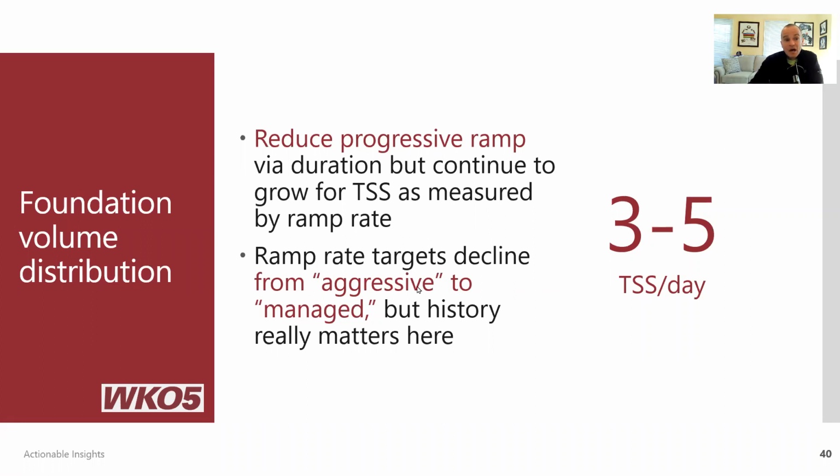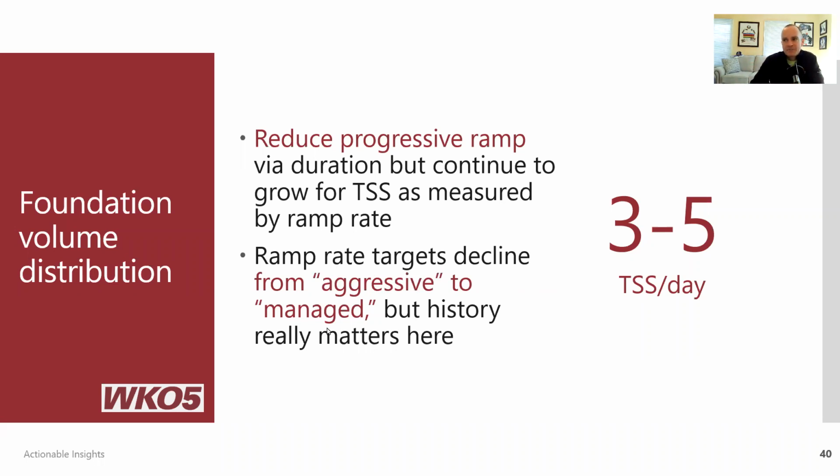Now, that's kind of the terminology I used. I slow down the incline of the ramp rate from aggressive to managed. But if I see an athlete who can go through these phases, they've done it a couple of years, they've been adapting to a higher number, I'll do it. But also, if I see an athlete who doesn't, I might use 1 or 2 as my adaptation. You really have to use the historical data.